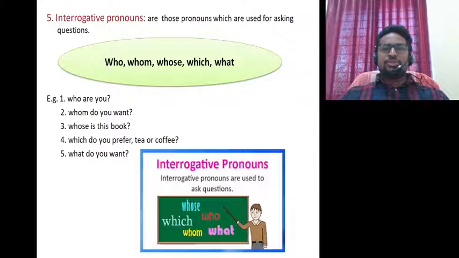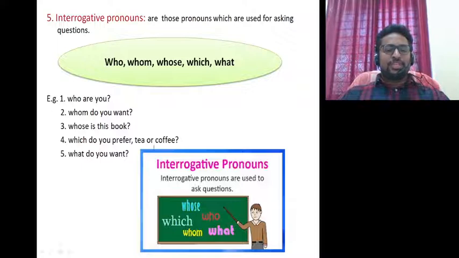We are using them to interrogate, to ask questions. That's why we are calling these pronouns interrogative pronouns. Who are you? I am asking a question. Who are you? I am a student. I am a teacher. So who is the interrogative pronoun. Whom do you want to meet? Whom is the interrogative pronoun. Whose is this book? Whose is the interrogative pronoun.